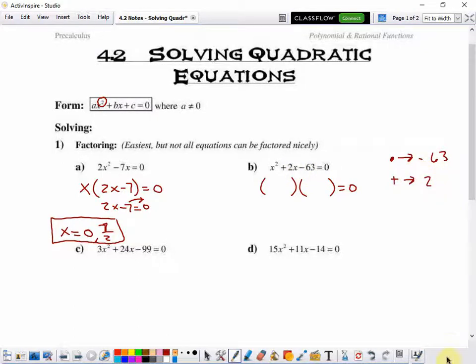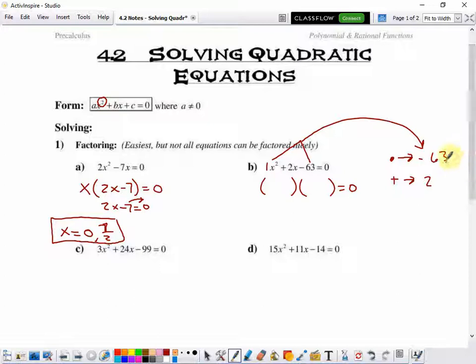Now we commonly think of this number right here, this negative 63, coming from the fact that c is negative 63. But it's actually not only that c is negative 63, but also that a is 1. And a times c is negative 63. And so when that lead coefficient is 1, it is just c, because 1 times c is c. Sometimes that'll be different if the lead coefficient is not 1.